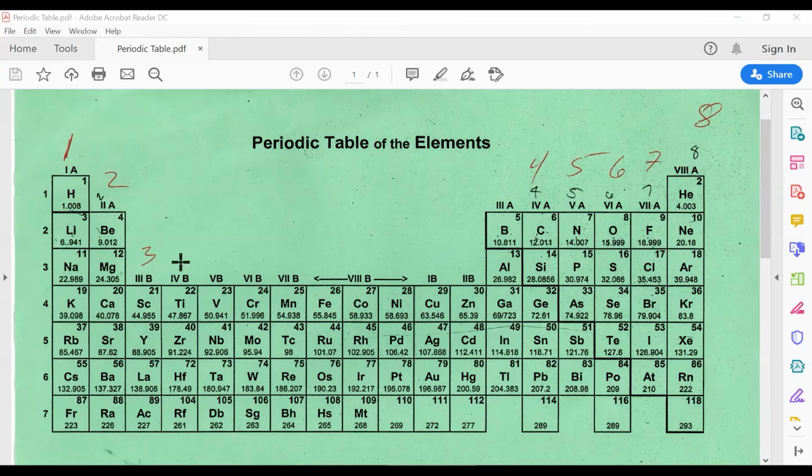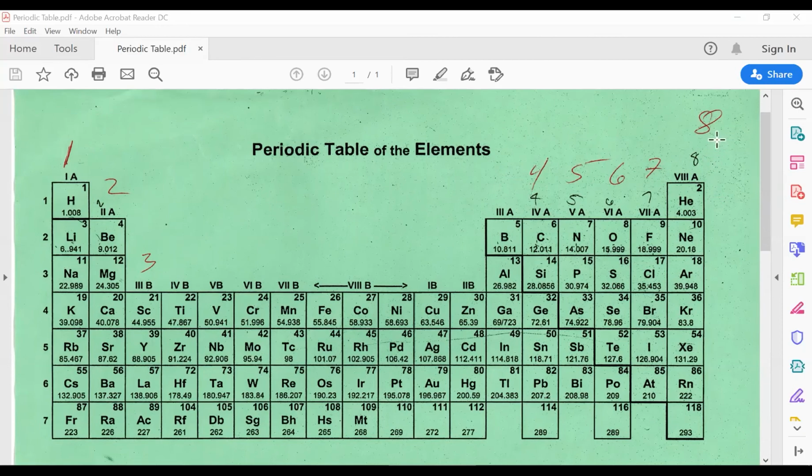So the number on top of the column here in red, and there's red up here too in case it didn't look clear, is the number of valence electrons. And nitrogen has 5, sulfur, like oxygen, has 6 valence electrons.